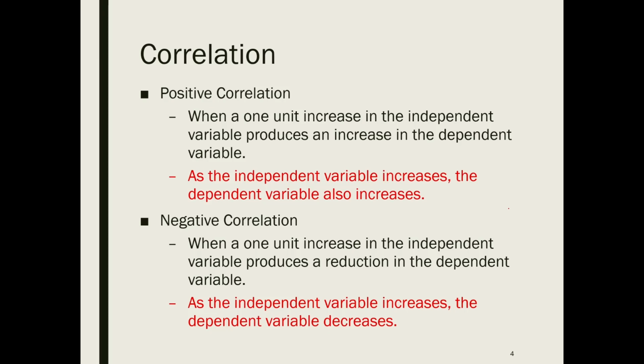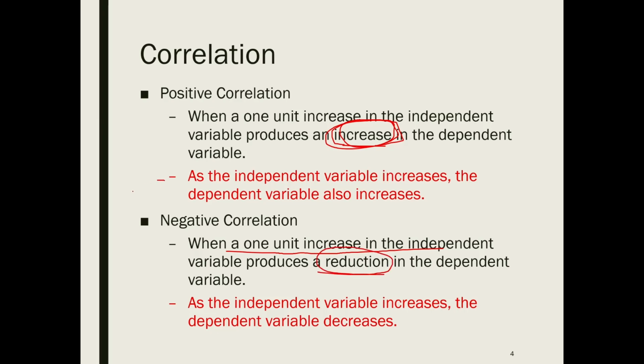We have two types of correlation. One is positive. Positive basically means a 1 unit increase in the independent variable will have an increase in the dependent variable. It doesn't have to be a 1 unit increase. As long as it's an increase, it will be a positive correlation. The negative correlation is when a 1 unit increase in the independent variable leads to a decrease in the dependent variable.